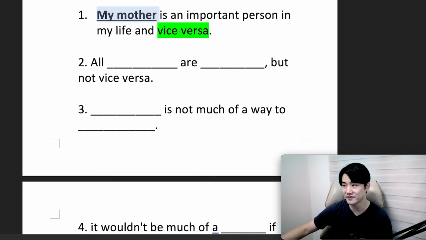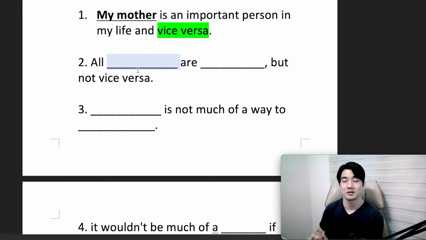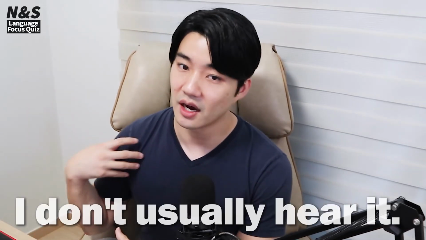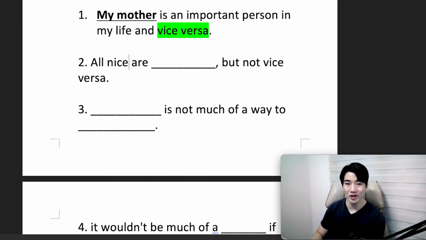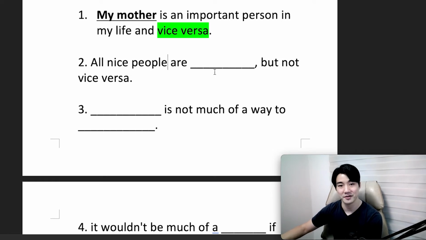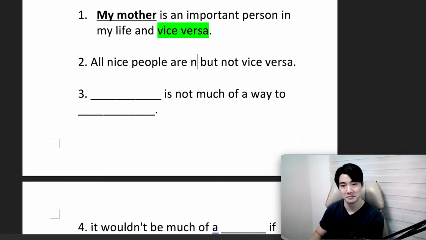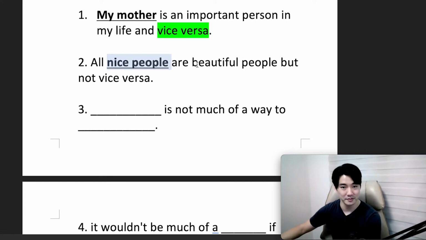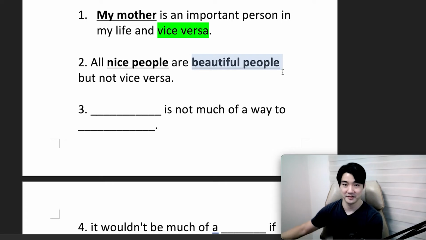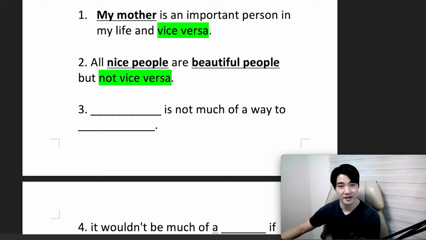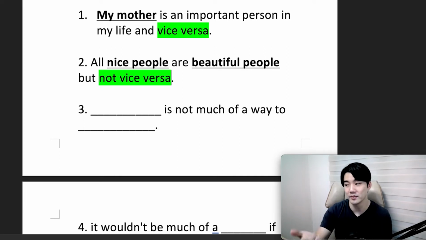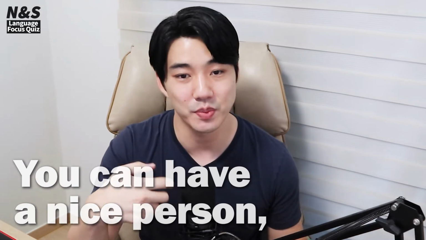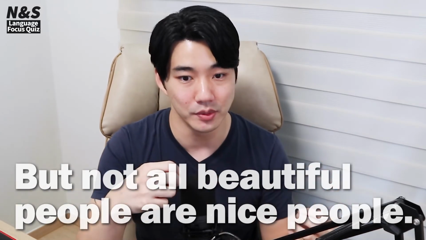Number 2: all are but not vice versa. 엄청 어려워요. 아까 말했듯이 not vice versa 자주 쓰지 않을 것 같아요. I don't usually hear it. But all nice people are beautiful people, but not vice versa. 그래서 모든 착한 사람들은 아름다운 사람이지만 그 반대는 아닙니다. You can have a nice person and they are a beautiful person, but not all beautiful people are nice people.